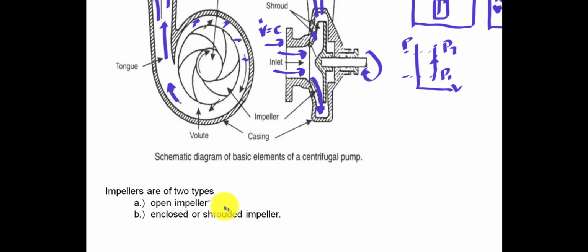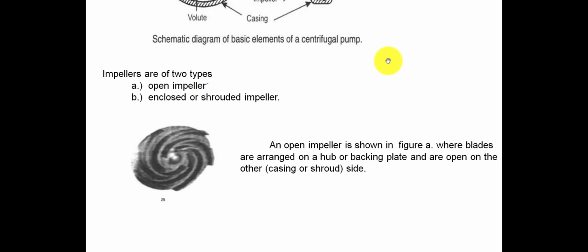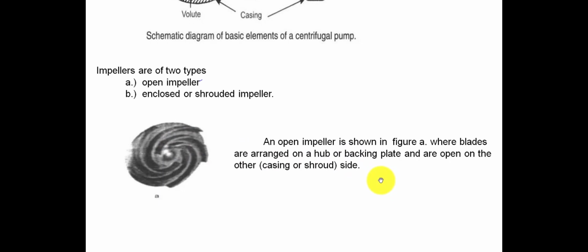Now we have two types of impeller. One is the open impeller, and we have the enclosed or shrouded impeller. Now for an open impeller, this is it, as shown in the figure, where the blades are arranged on a hub or backing plate, or are open on the casing or shroud side. You can see here the curvature. Later on you will be designing this curve to attain the volume flow rate of the types of pump.